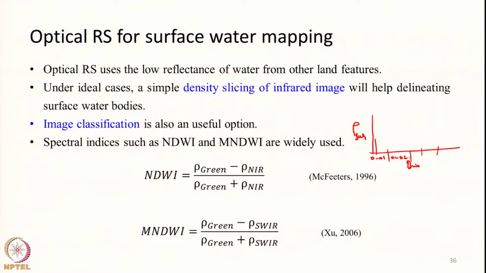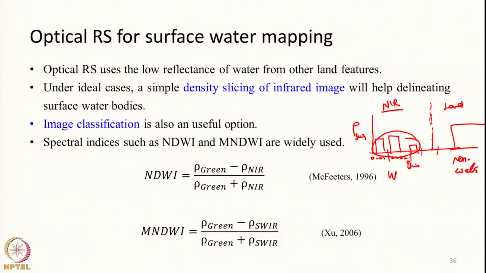Let us say water bodies may be falling somewhere here, and then land may fall somewhere here. So it can be clearly delineated. Water bodies will have lower reflectance, let us say this is in the NIR band, and land features will have higher reflectance. So if we put a threshold, if the reflectance is less than a certain value, then classify the lower reflectance values as water, and other values as non-water bodies. That is all. So water and non-water, it is a binary map. This is the simplest way in which we can use infrared images for mapping water bodies.